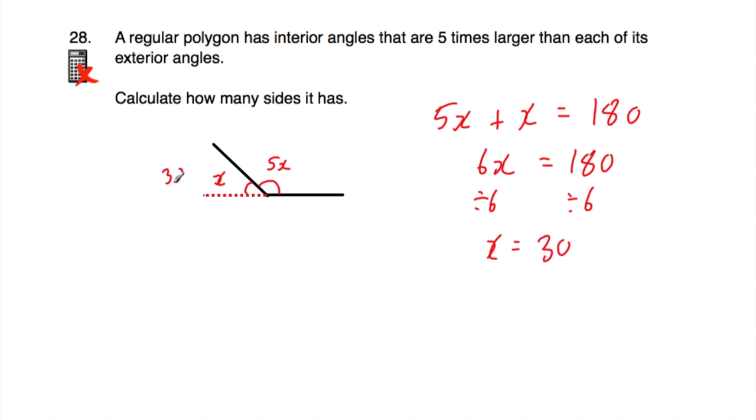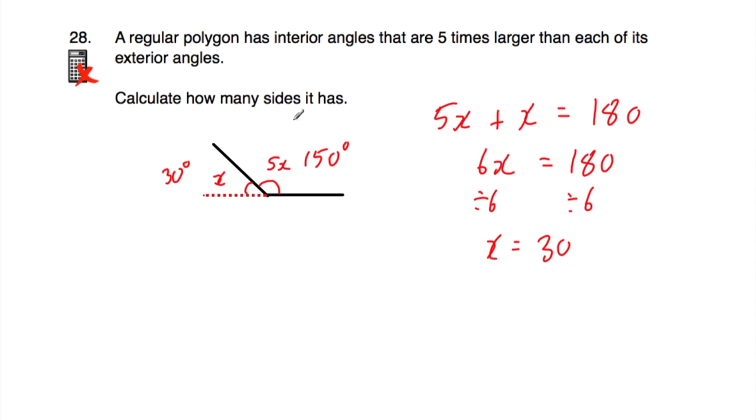So that means that the exterior angle is 30 degrees. And the interior angle, 5 times x, would be 150 degrees. And that means if we check here, the interior angle is 5 times larger than the exterior angle. So 5 times 30 is 150 degrees. Fantastic. And they add together to be 180 degrees.